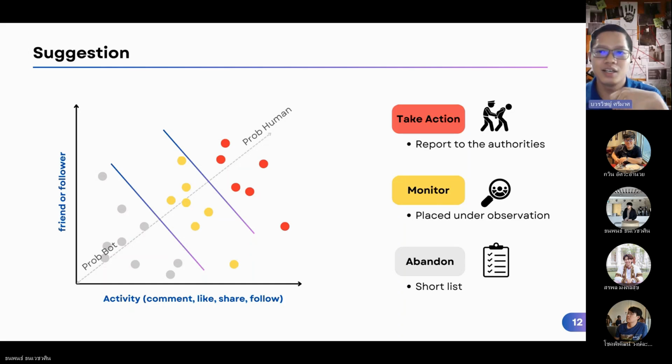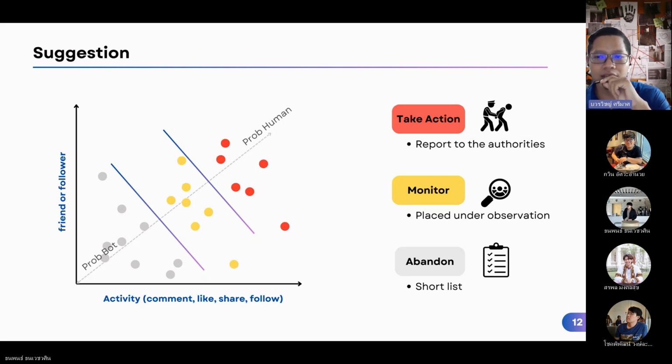In this section, based on the two-dimensional graph, the x-axis represents the number of activities such as comment, like, share, and follow, while the y-axis represents the friends or followers. Users are divided into three groups, distinguished by different colors. The dashed line indicates the probability trend between bot users and real human users as a linear function. The more activities and followers a user has, the higher the likelihood they are a real human user, whereas bot users exhibit the opposite trend.